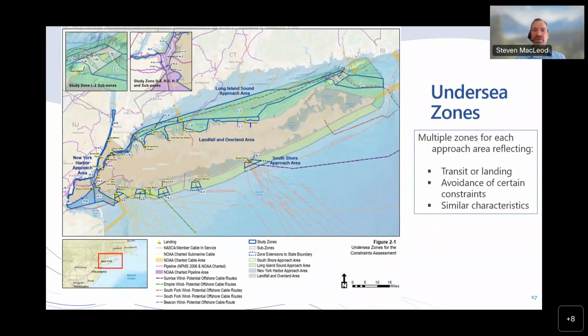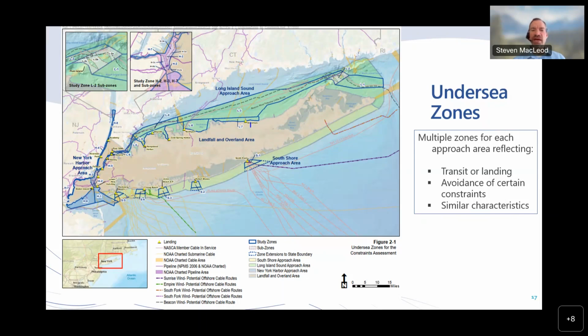Okay, this figure shows the 3 offshore approach areas and the zones that were evaluated within each approach area. This includes 5 zones along the Atlantic shoreline of Long Island, 9 zones leading through Block Island Sound and Long Island Sound to the northeastern part of New York City via East River, and 8 zones leading into the greater New York Harbor area. The inset figures show the subzones that were considered in zones L-2 in the Long Island Sound approach area, as well as zones H-2 and H-3 in the New York Harbor approach area. These will be touched on further later in this presentation.